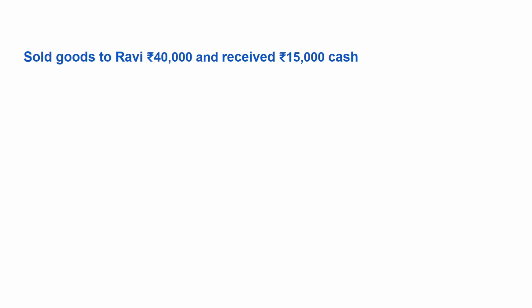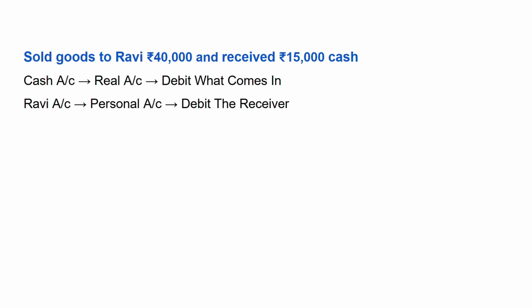Sold goods to Ravi 40,000 rupees and received 15,000 cash. Now here we have sold goods worth rupees 40,000 and we have received 15,000 cash. Remaining 25,000 Ravi has to pay us. So here three accounts are affected, that is sales account, Ravi account, and cash account. Cash account is a real account and cash comes in the business, so it is debited. And Ravi account, Ravi is personal, he is receiving the goods, so debit the receiver. And sales account is a nominal account, and sales is income. After selling the goods we receive money, so it is income, so credit all incomes.